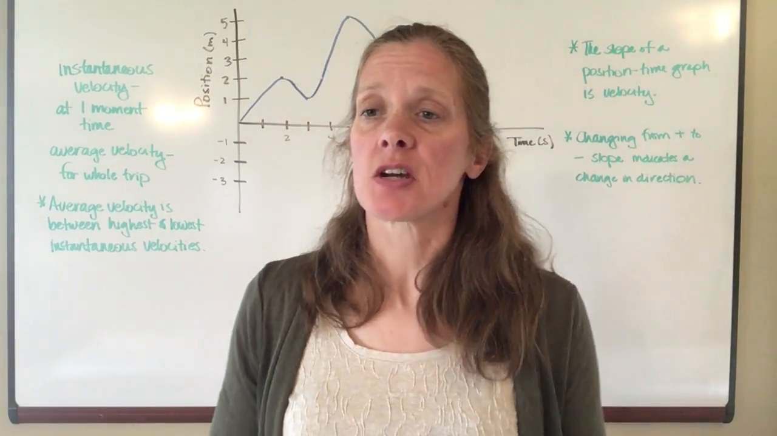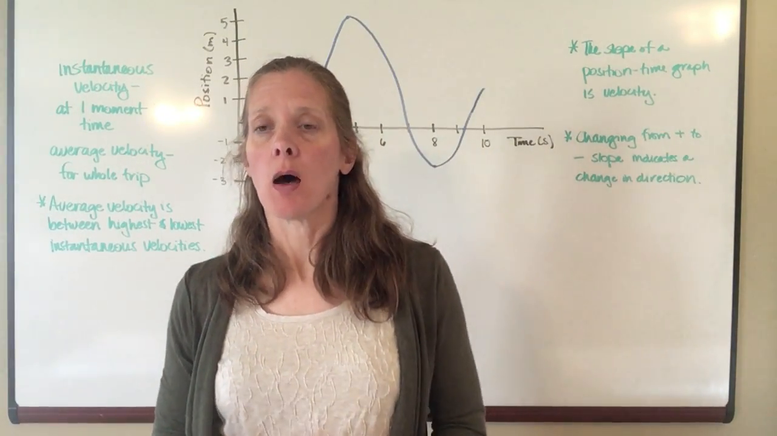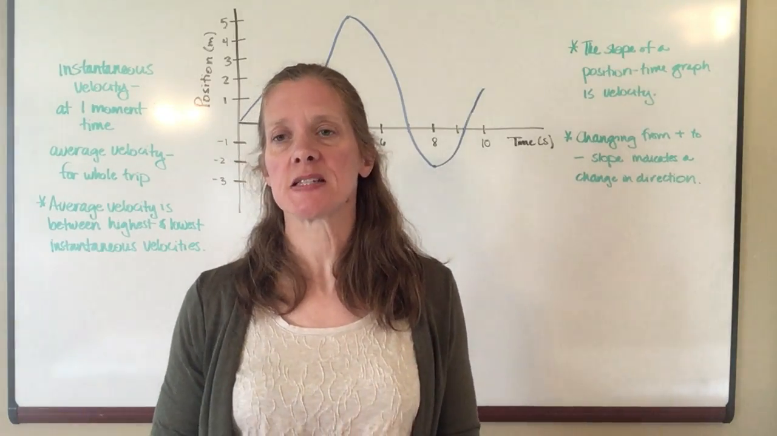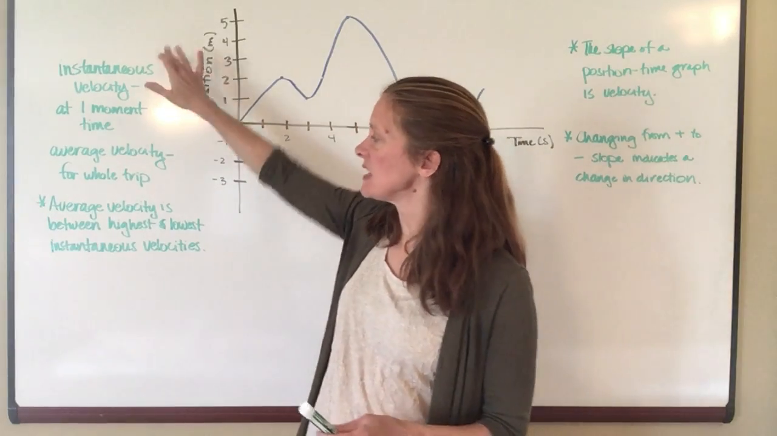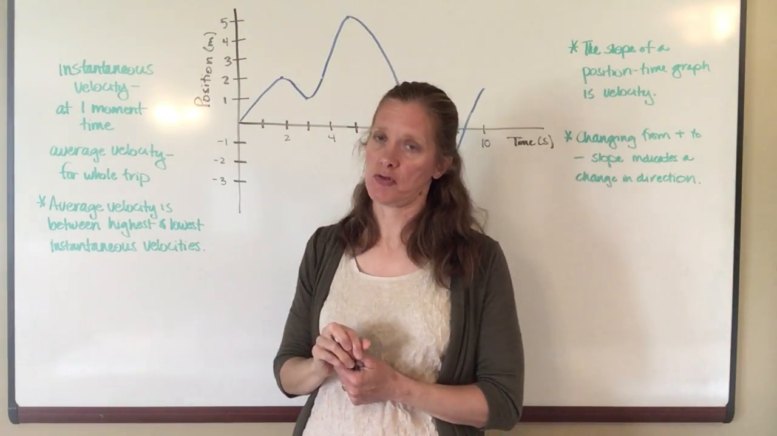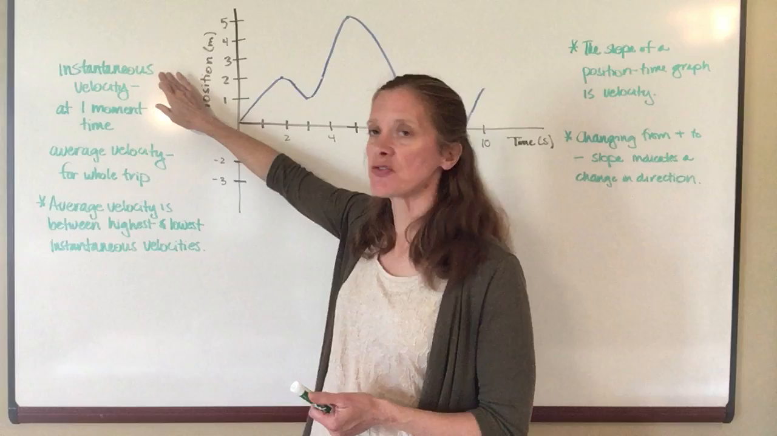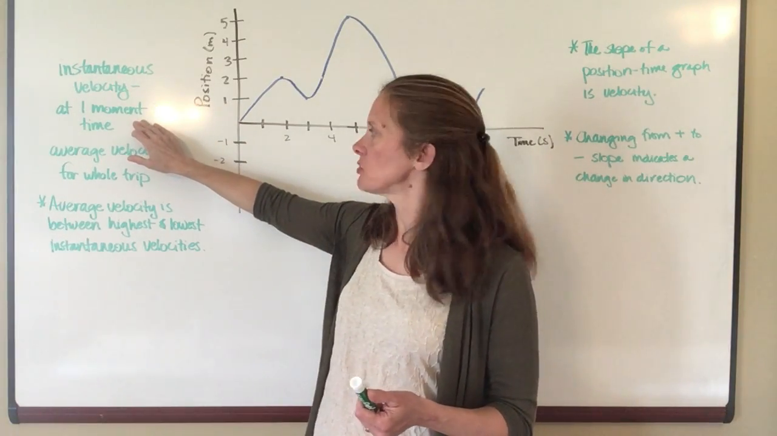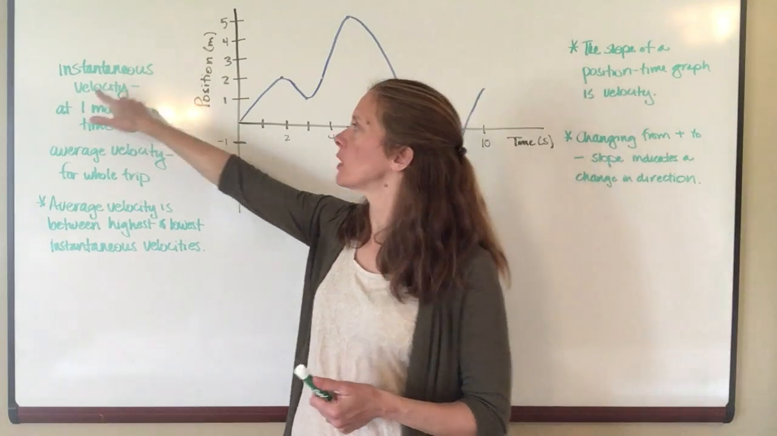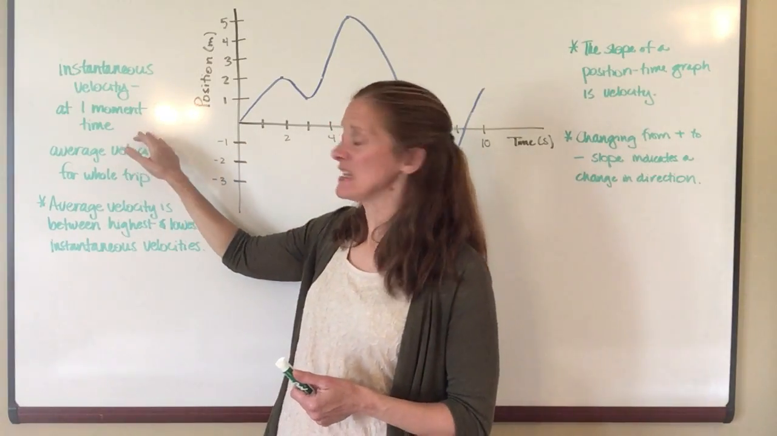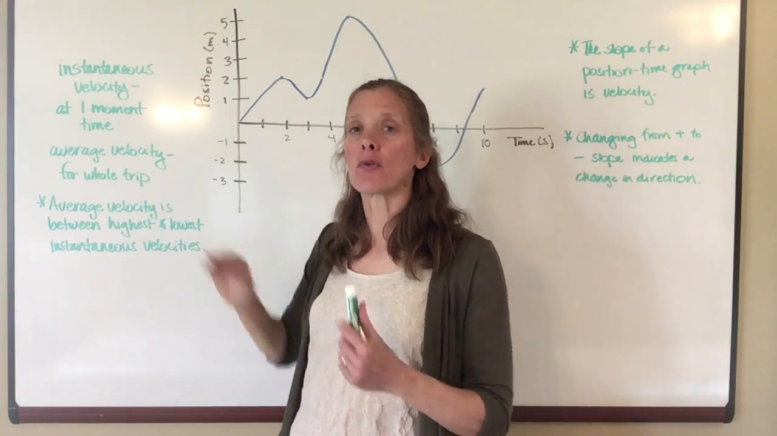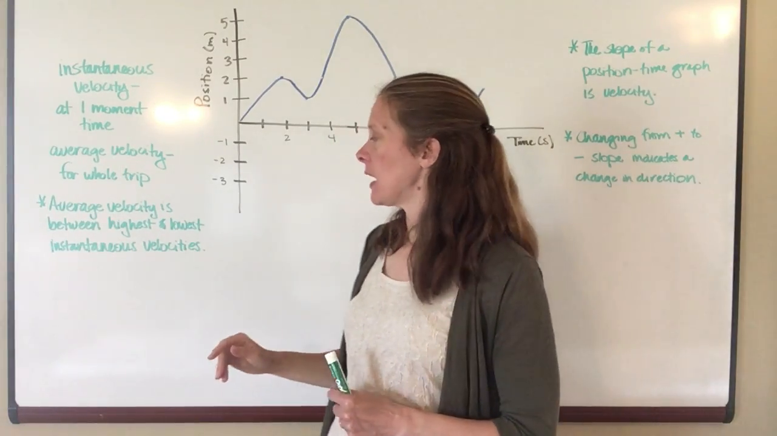As we continue our discussion today of velocity, we're going to look at two different topics. The first is the difference between instantaneous velocity and average velocity. Instantaneous velocity basically just means what the velocity is of an object at one particular moment or one particular instant in time, whereas average velocity is the velocity over an entire trip.